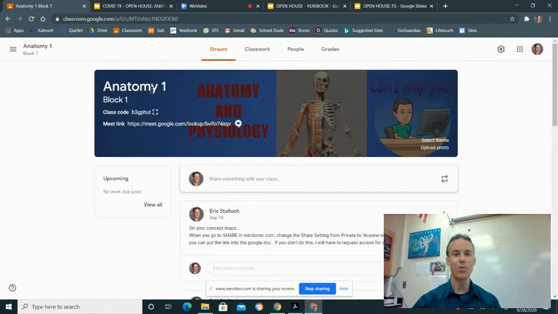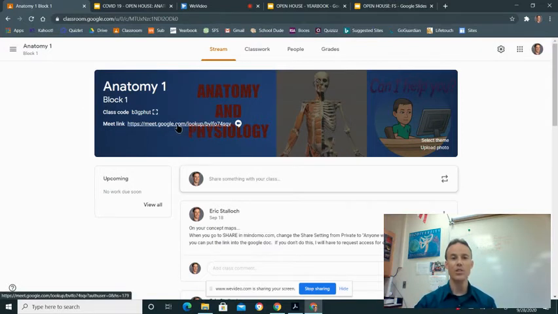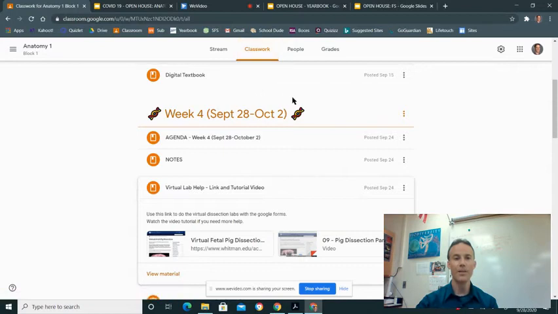This one says block 1, but it is the same for block 2 and block 3. First thing that happens each course is they join with the Google Meet link. Once they are in and I have taken attendance, we take a look at the agenda together. I post some announcements on this first page, but under classwork, you can find what's happening each week.